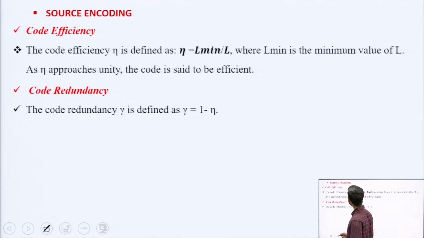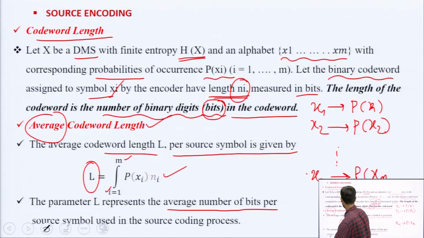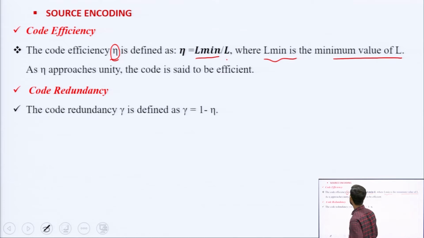Next is code efficiency. The code efficiency, which is represented by eta, is defined as eta equal to L min divided by L, where L min is the minimum value of L. L represents the average number of bits per source symbol. As eta approaches unity, the code is said to be efficient. If eta equals 1, then the code is said to be an efficient code.